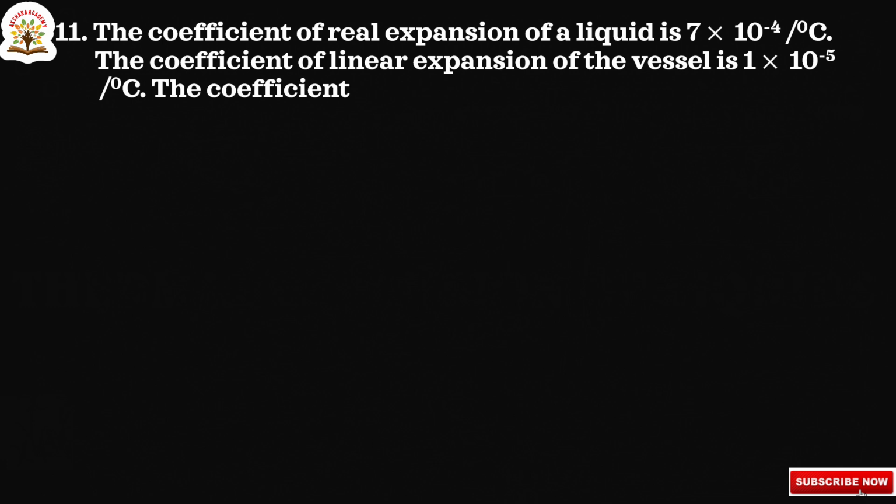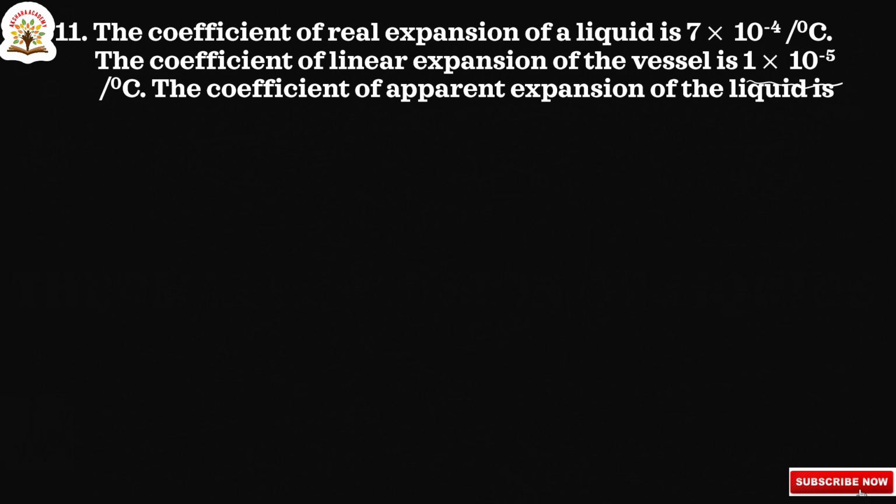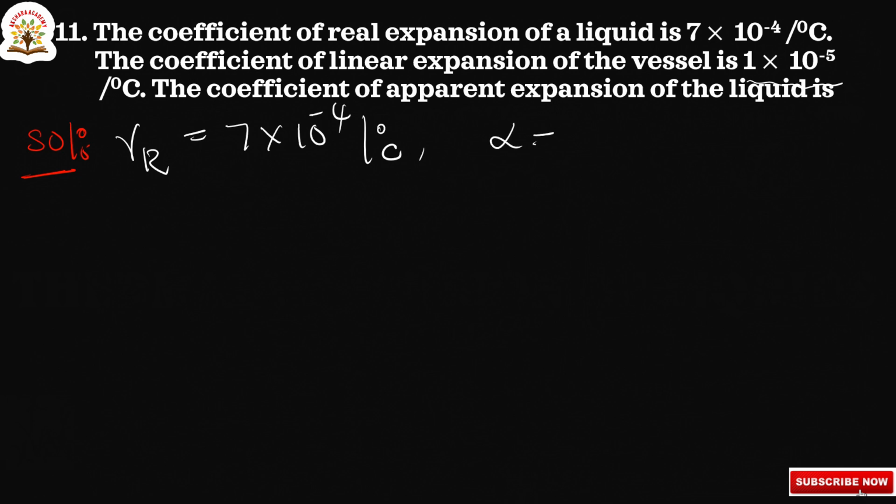In this question, the coefficient of real expansion of liquid is 7 into 10 to the power of minus 4 per degree centigrade. The coefficient of linear expansion of the vessel is 1 into 10 to the power of minus 5 per degree centigrade, and we have to calculate the coefficient of apparent expansion of liquid. Now let us go to the solution. Here given gamma R is equal to 7 into 10 to the power of minus 4 per degree centigrade, and alpha is given as 1 into 10 to the power of minus 5.